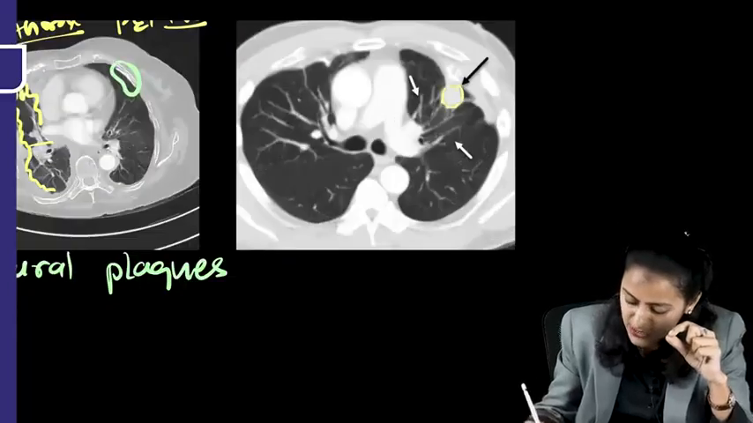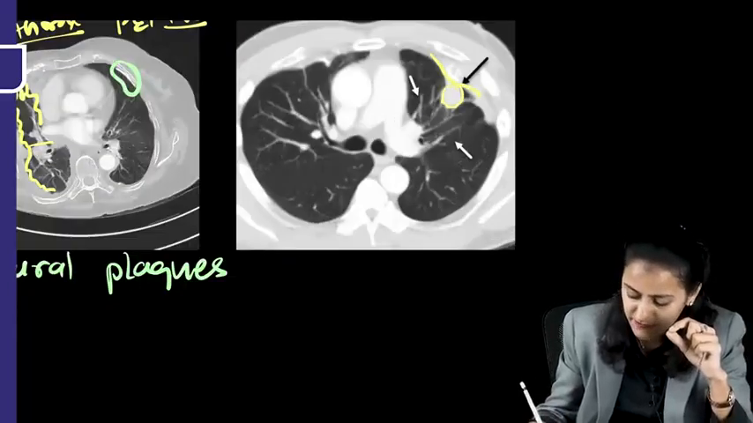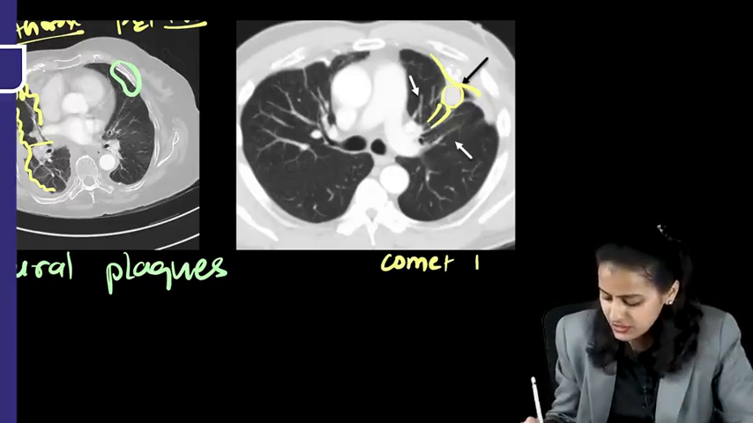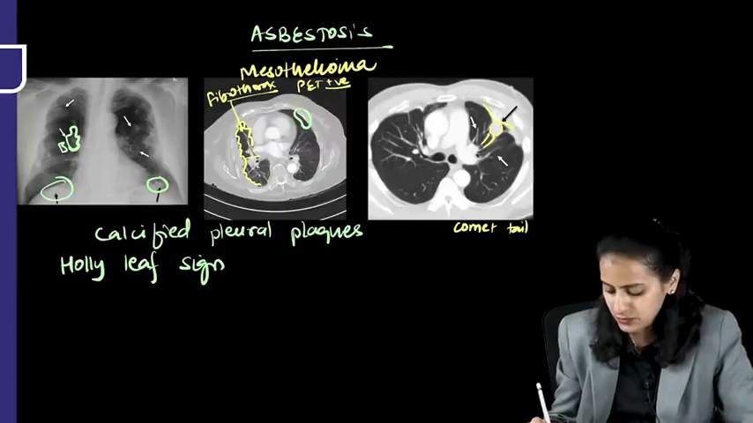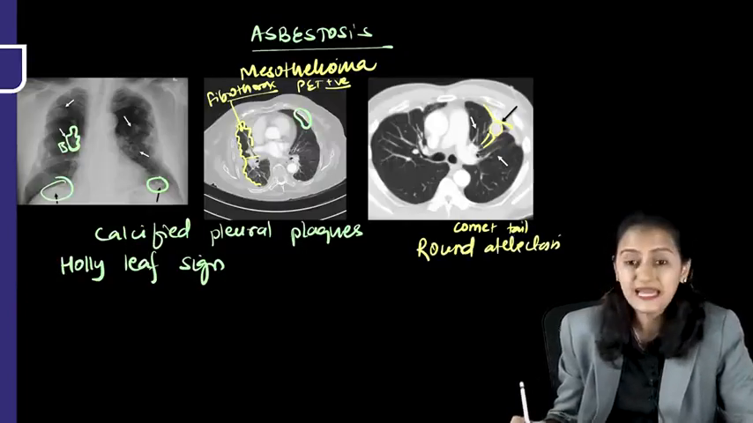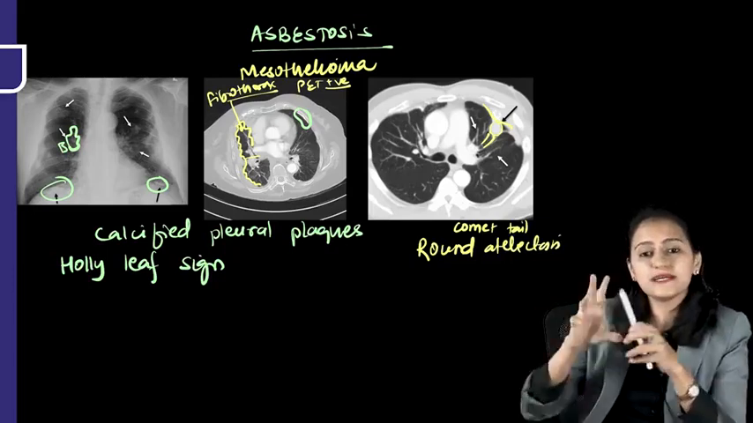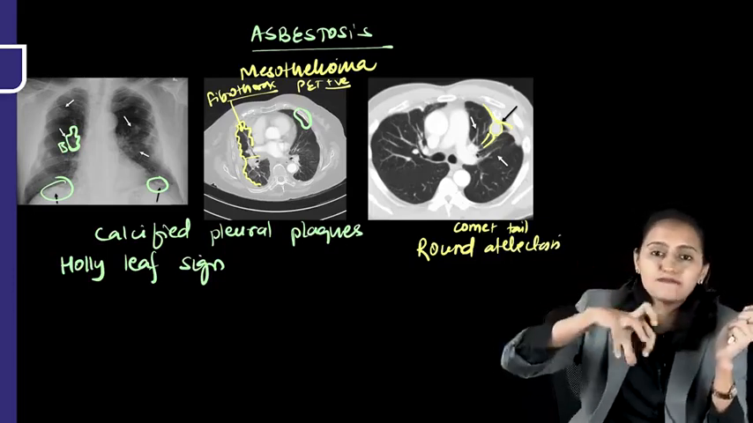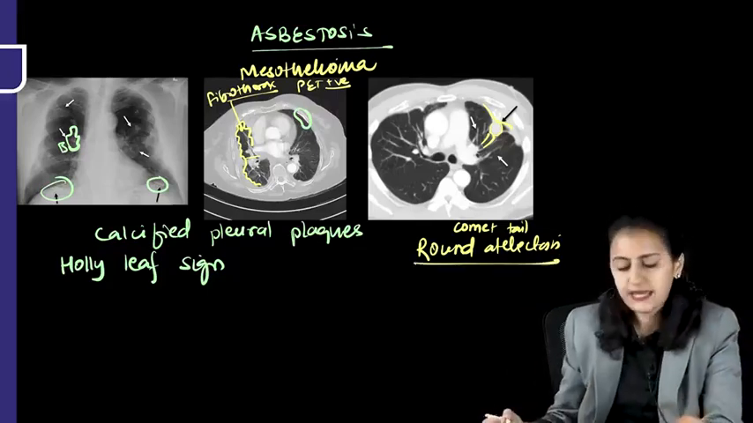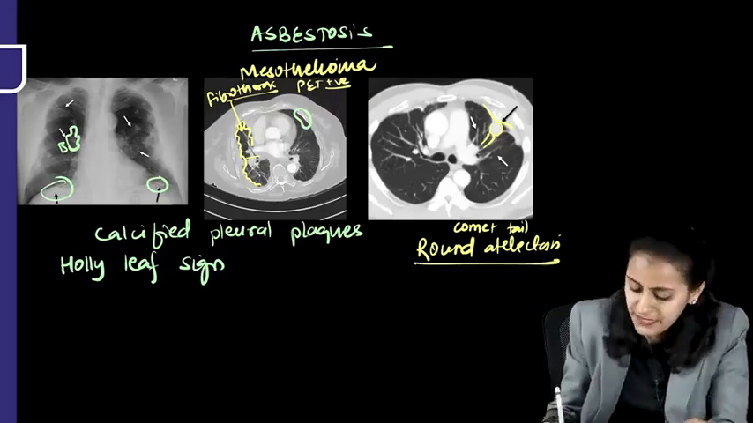This is the round lesion adjacent to the pleural plaque with the vessels going towards it like a comet tail. So this is the comet tail sign, which is seen in round atelectasis. Round atelectasis adjacent to pleural thickening. The round collapse pulls the vessels in like a comet tail. So this is the comet tail sign of round atelectasis.